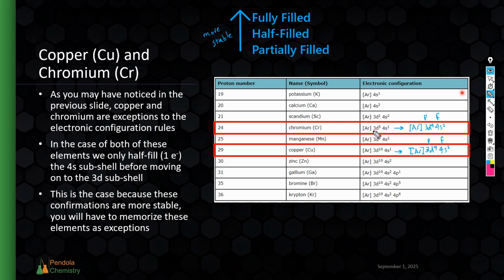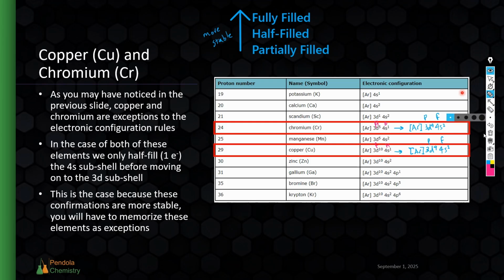On the other hand, what we actually get when we take the exception into account, we get a half-filled sublevel with a D and a half-filled sublevel with the S. In copper, it's even better because we have a fully filled D sublevel and a half-filled S sublevel. So because we have no partially filleds here, we have a much more stable electron configuration. So if you're going to gain anything from this, it's just to remember that copper and chromium are exceptions where we only put 1 electron in the S sublevel before moving on to the D sublevel.